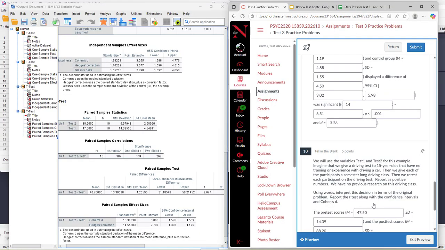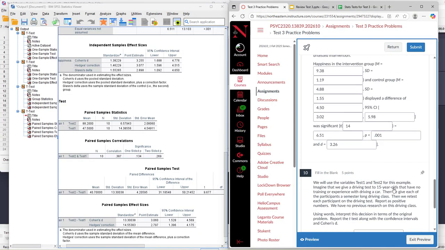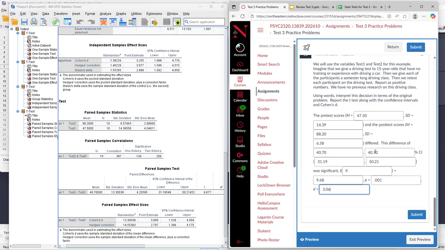And so that is the 3 analyses: one sample t-test, independent samples t-test, and the paired samples t-test. This number should not be here.